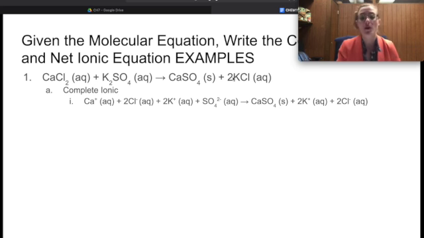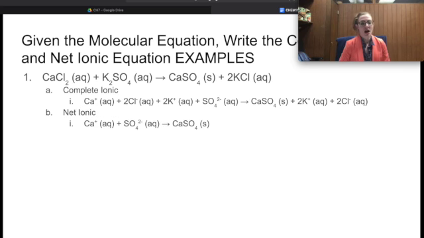So therefore, we have 2 potassium ions and 2 chloride ions coming from that KCl. So I have 2 potassium ions and 2 chloride ions. So again, your coefficient in a complete ionic or net ionic equation represents the number of that ion you have in your original molecular equation.